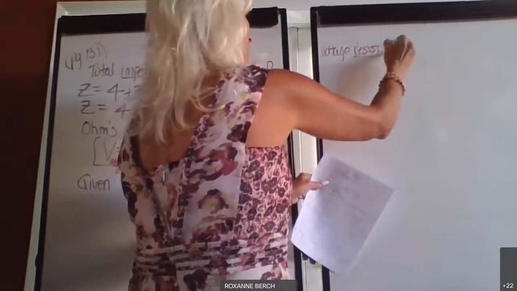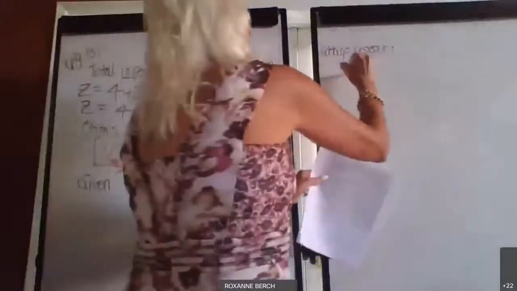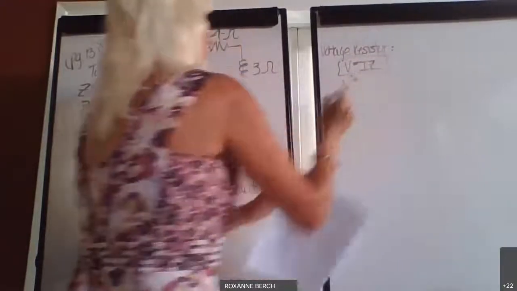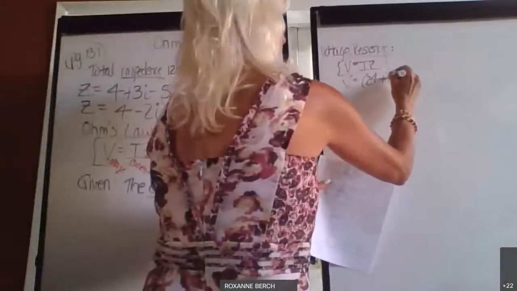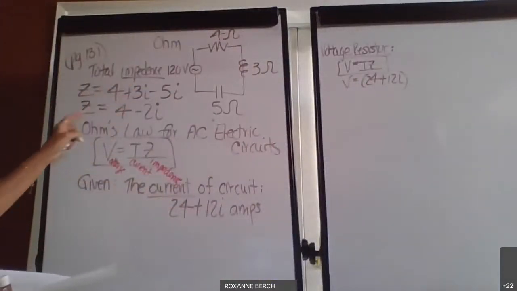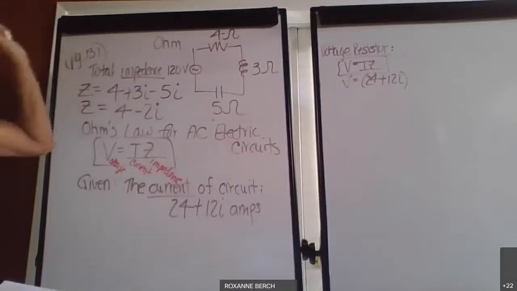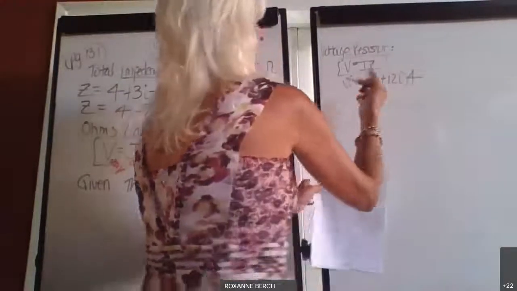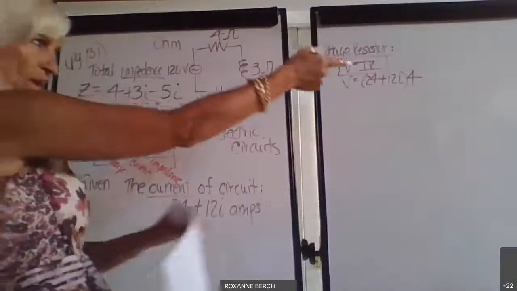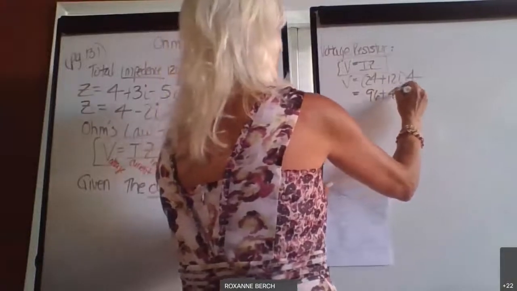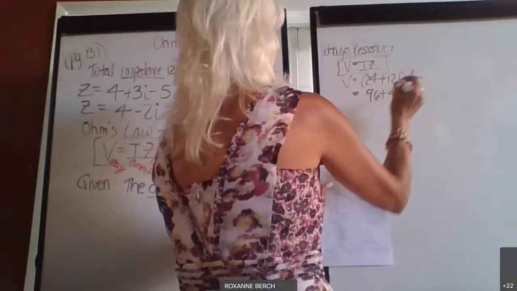So we're going to find the voltage of the resistor, which is V equals I times Z, which is going to be I, which is the current that's given, and Z, which is, it's not going to be the total impedance, it's just going to be the impedance of the resistor, which is 4. So yesterday, I think I wrote the total impedance, but it's just the impedance of the resistor. Now you distribute. So you get 96 plus 48i. So that's the voltage of the resistor.